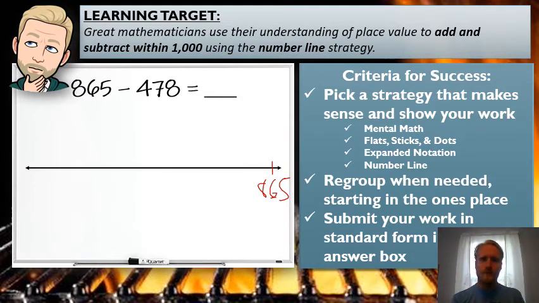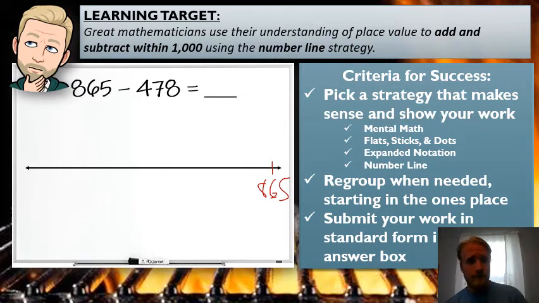Whenever we're subtracting with a number line, what place value do we want to start with? Hundreds, tens, or ones? Oh, so here's where I tricked you. Usually using expanded form or classic dots, we start in the ones place. But when we're using a number line and subtracting, it actually makes the most sense to start with the bigger place value, to start with the hundreds.